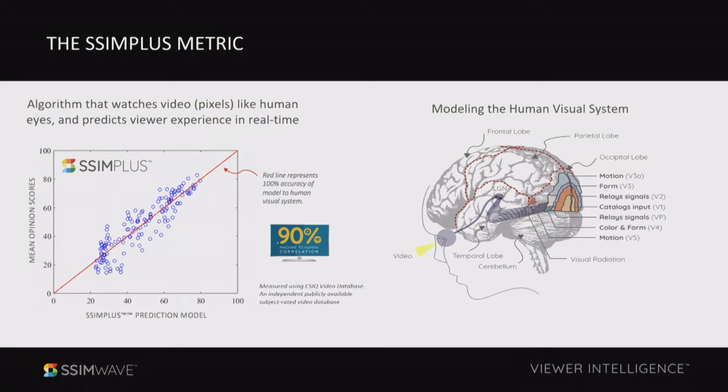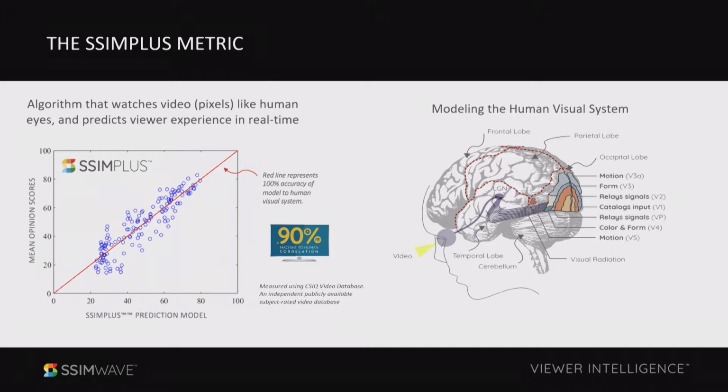The first thing is why we're choosing SSIMPLUS as the metric to do this evaluation. For those of you who are interested in studying video quality metrics, maybe you know my past work. I've been working in the field for the past 20 years and produced quite a few video quality metrics, including SSIM, multi-scale SSIM, and many others.